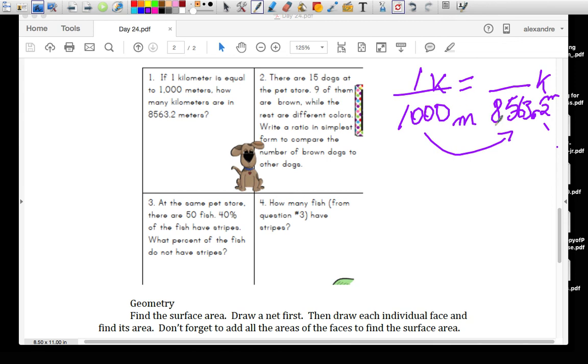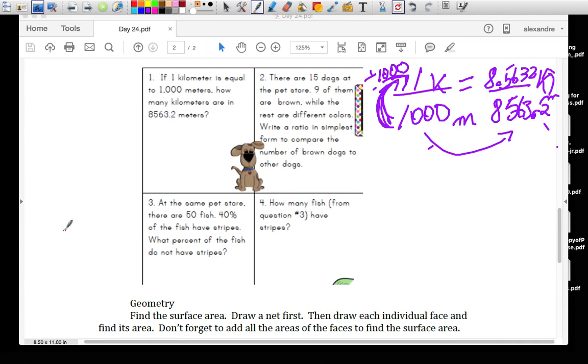So to go here, 1,000, how that becomes is divide by 1,000. So you would divide this by 1,000, and you would get 8.5632. Okay, what's the relation? You can remember you can do an up and down relationship. How did the 1,000 become a 1? Divide by 1,000. So here, I'm going to divide this by 1,000. If I divide 8,563.2, I get 8.5632.